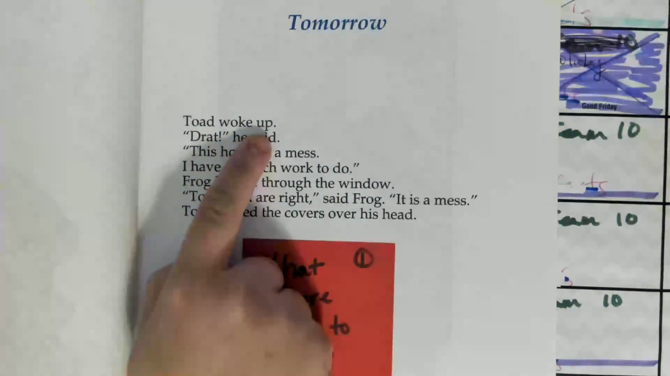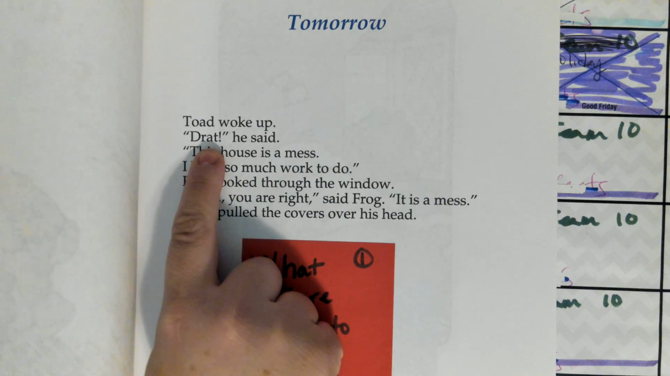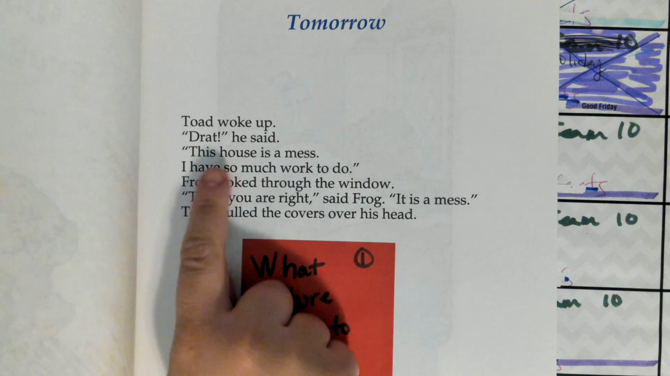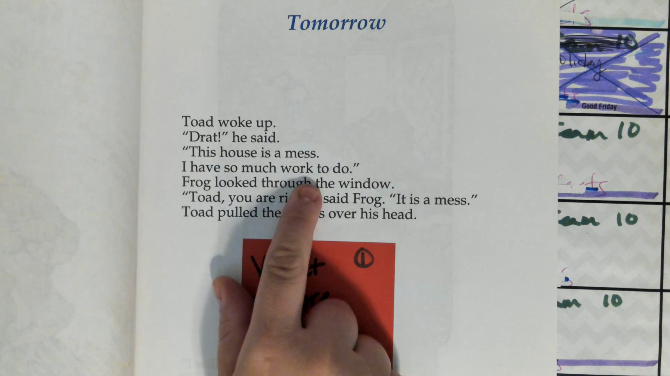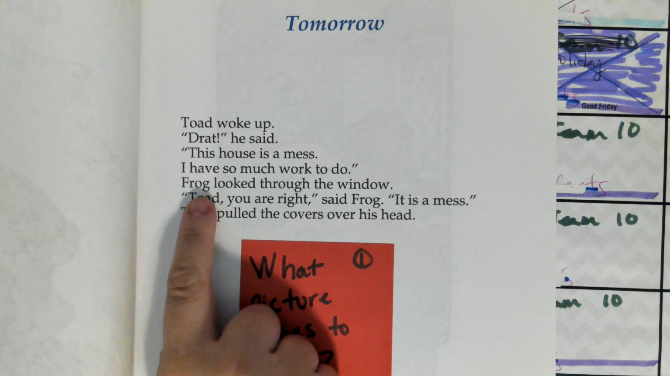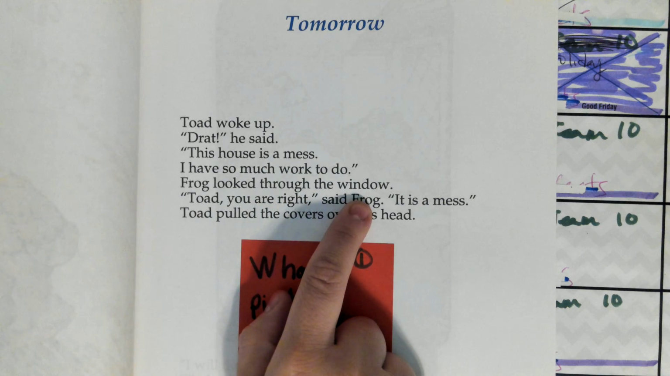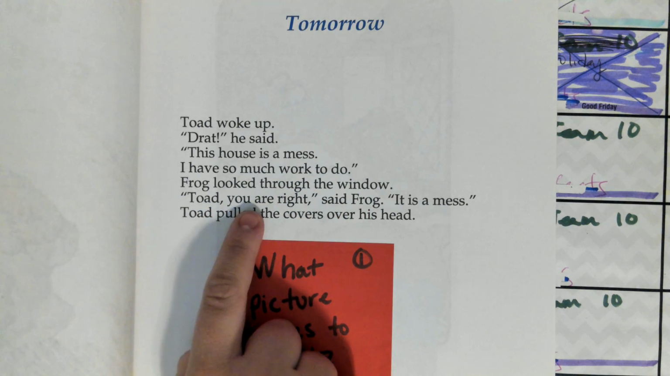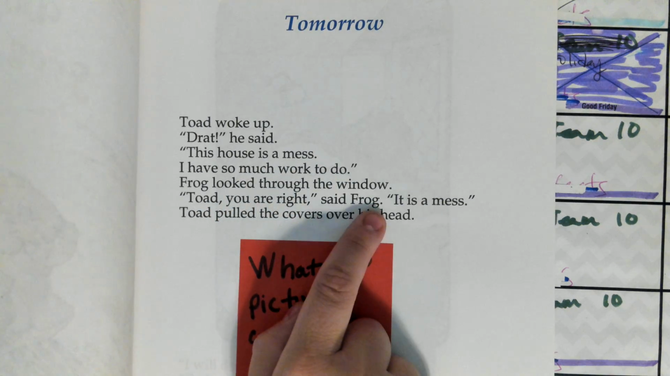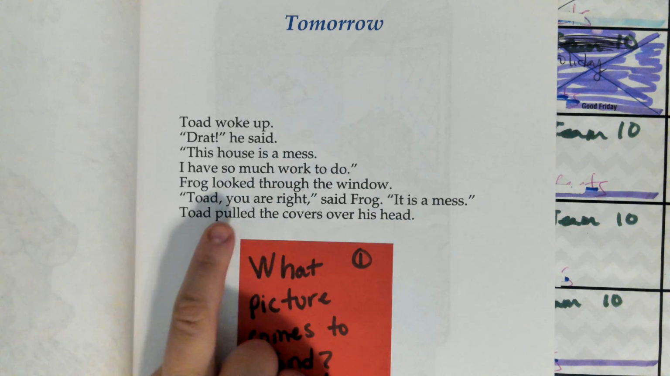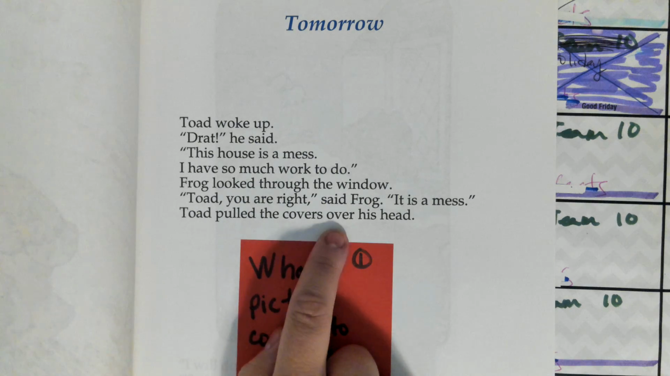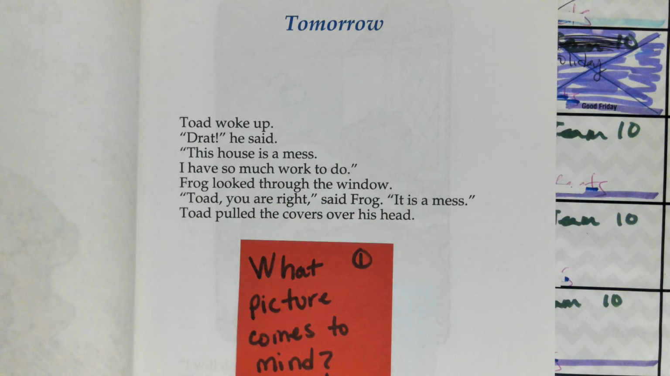Toad woke up. Drat, he said. This house is a mess. I have so much work to do. Frog looked through the window. Toad, you are right, said Frog. It is a mess. Toad pulled the covers over his head.